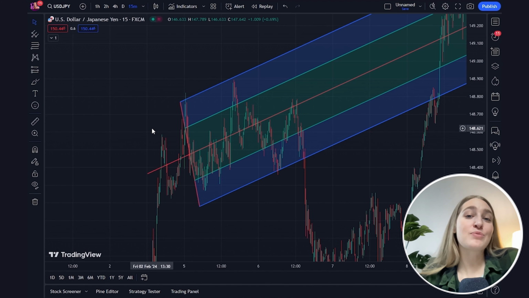I think we can stop here. Today we broke down a strategy like the Andrews pitchfork, explained what it is, how it works in general, and in what situation it is better to apply it.